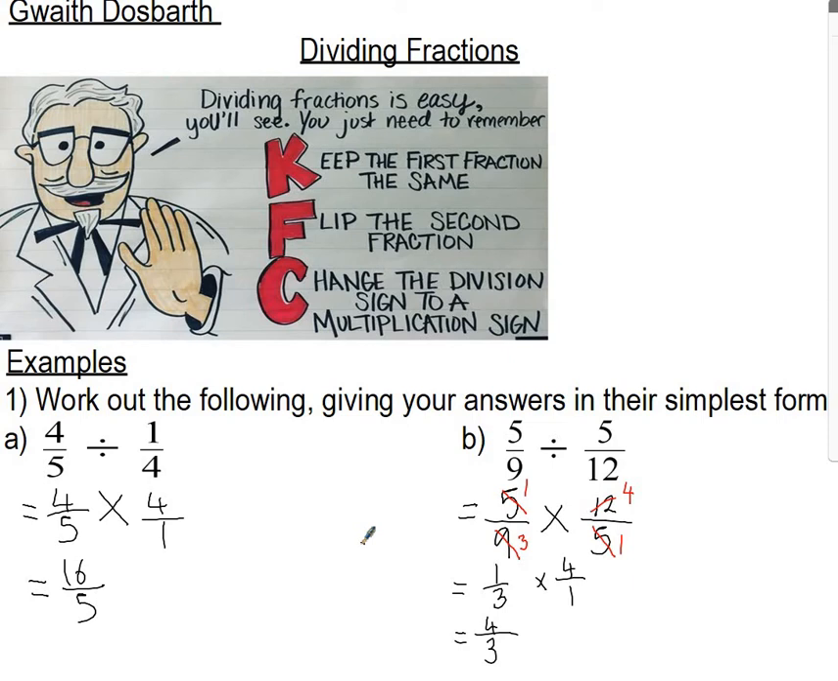And then write down examples. 1, work out the following, give your answers in the simplest form, and then write down A with the workings and B with the workings, please. You may want to pause the video, write that in, and then when you're ready for me to go through the next examples with you, press play and I'll go through those with you.